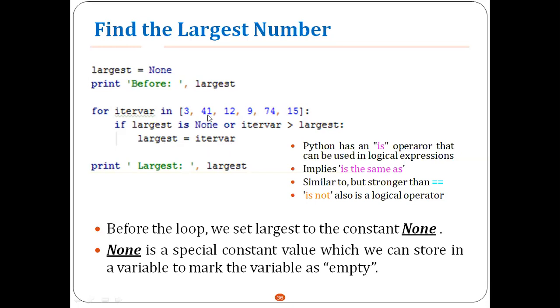And in the second iteration, 41 will be copied to the iteration variable, which is greater than the largest element. So in the second iteration, the largest element becomes 41, because 41 is greater than 3. In the third iteration, 12 will be copied to the iteration variable, which is not greater than the largest. In the fourth iteration, 9 is not greater than the largest element, which is nothing but 41.